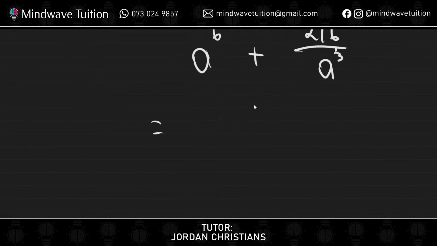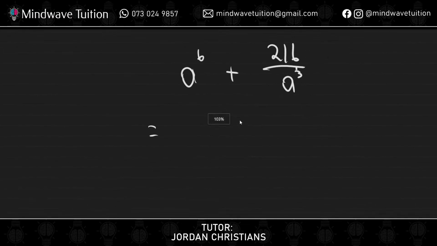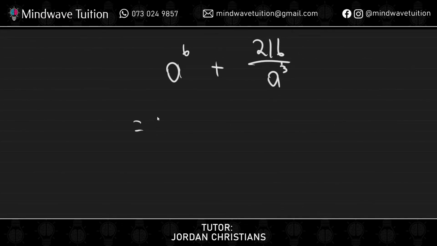So the method still applies. So 8 to the power of 6. If we want to figure out what goes in the first bracket, we cube root both. I did it in blue. We cube root both. So 8 to the power of 6 will be 8 to the power of 3, because remember, roots just say divide by whatever is on the root. And the cube root of 216 will be 6, and the cube root of 8 to the power of 3 will be a.